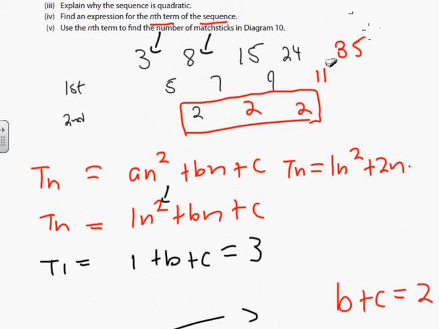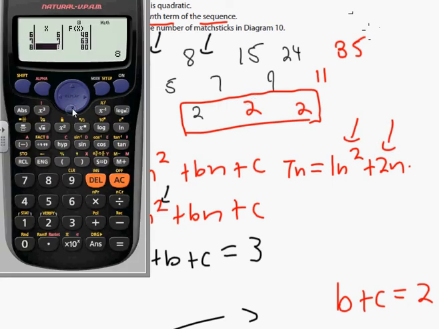So you can go back to the start and figure out how many matchsticks will be in, for example, use the nth term to find the number of matchsticks in diagram 10. In diagram 10 it means just replace all the n's with 10. As it turns out I already have that done. There. 120.